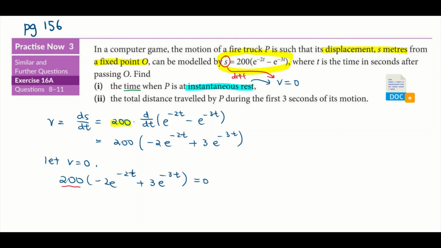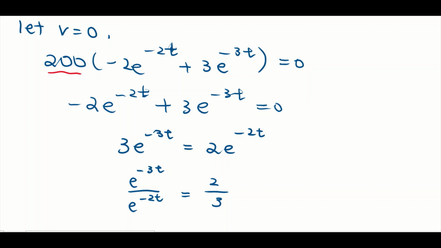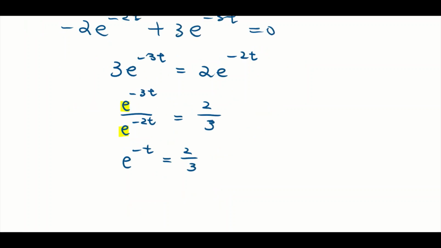When I divide by 200, it will leave me the exponential function like this. To solve for exponential functions like this, I will need to bring one function to the other side. Let's bring negative 2 e power negative 2t to the other side and I'll get this. Now the trick here is to divide by the exponential function e power negative 2t, and I will also divide by 3 to get this. Now, division of the same base, I will subtract my powers. The answer is e power negative t on the left hand side.